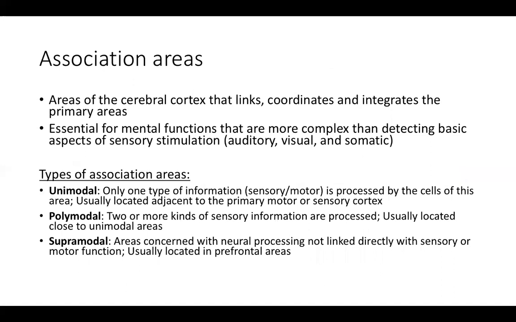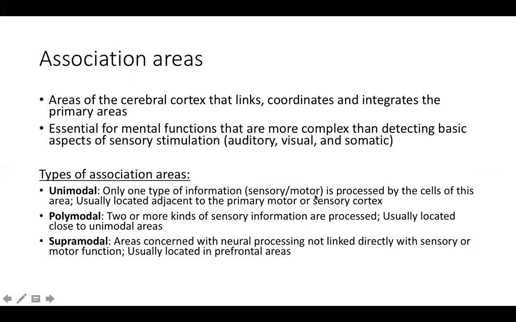There are also association areas, which are very important, the areas of the cortex that are truly doing the hard work, I would say. What I mean by that is these are the areas in the cerebral cortex that bring together the different senses. They link and integrate the primary motor, sensory, auditory, and visual input that we're getting in order for the higher types of mental functions and the complex processing to occur.